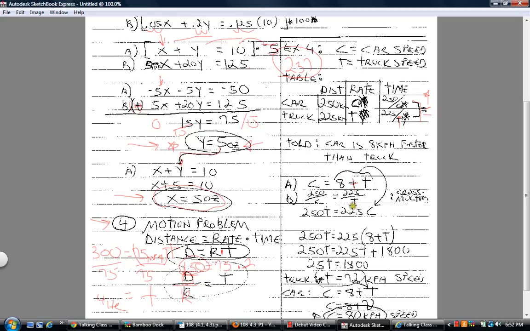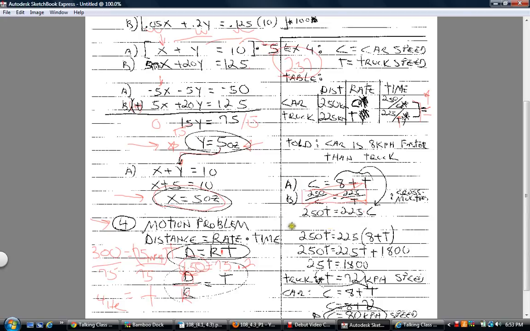You could use X and Y for these problems too if you want. Now what I did here is I got a proportion. When two ratios are set equal to each other, you have a proportion. You are allowed to cross multiply. 250 times T equals C times 225. I wrote it. You can reverse the order with multiplication, commutative property.